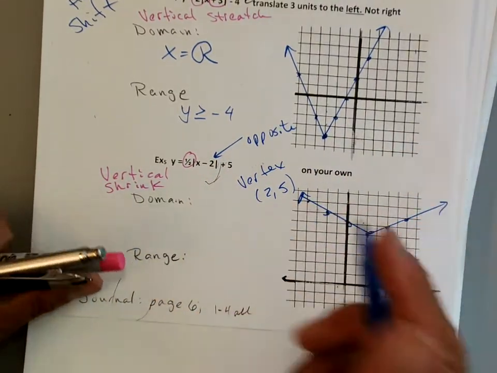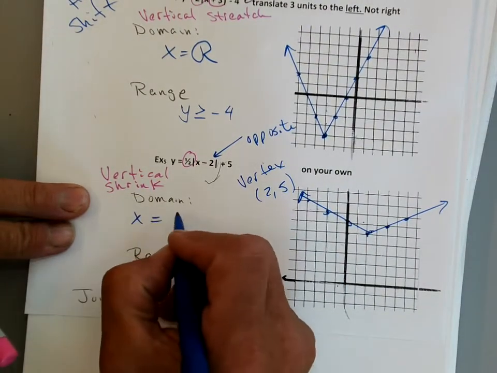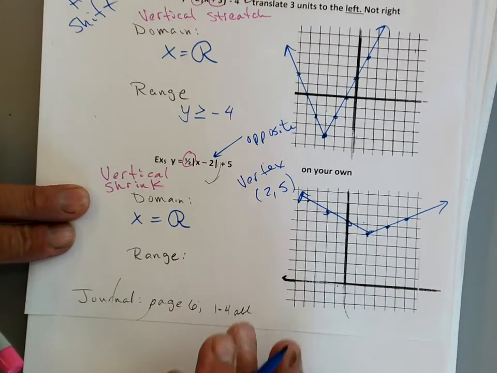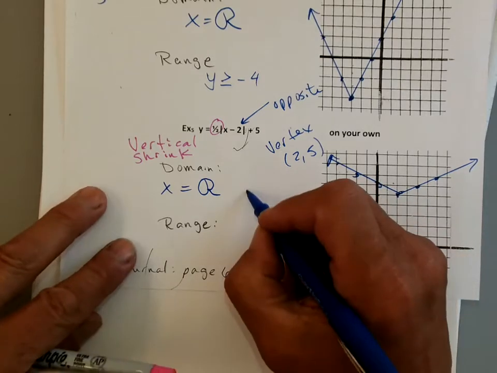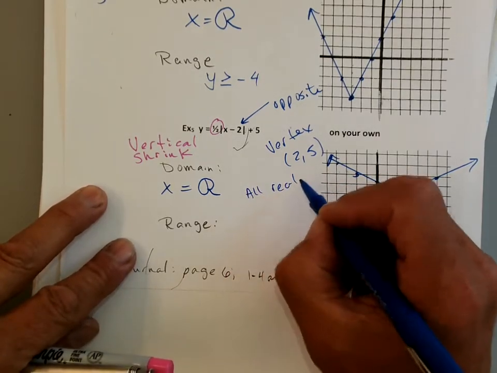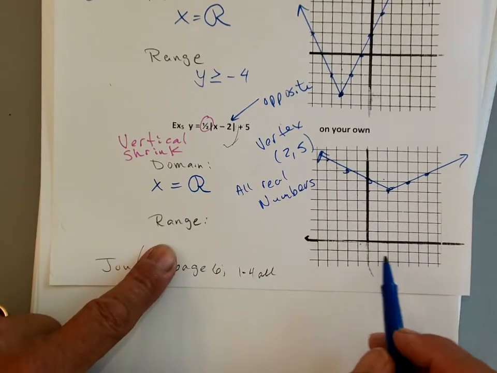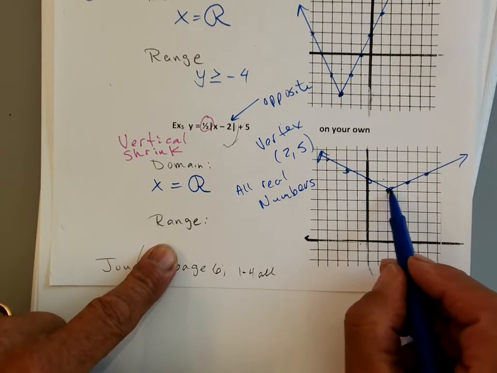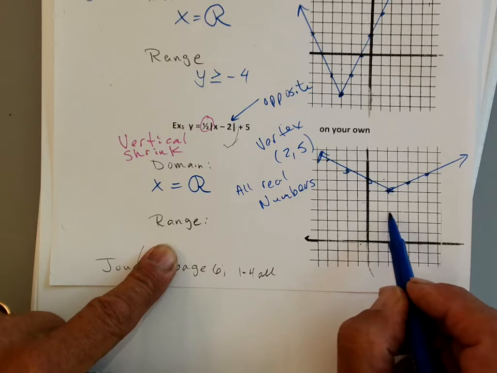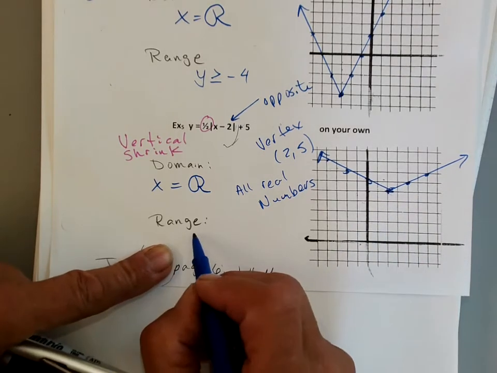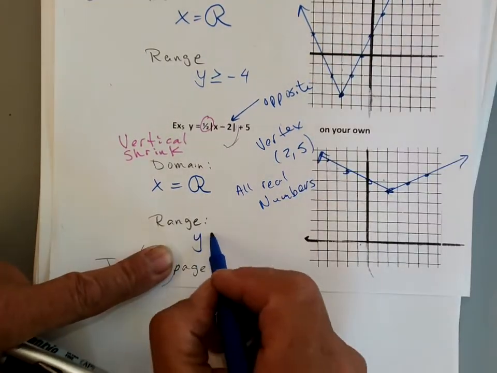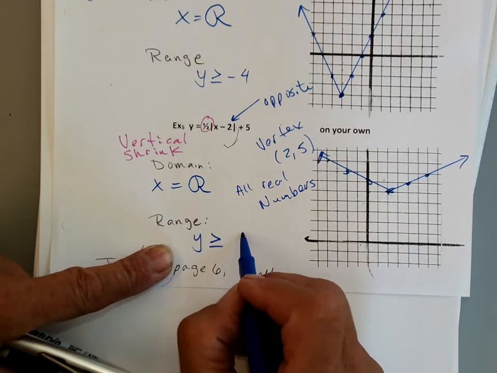Now, domain, oh, what do you know? It's forever wide. So the domain is x equals all real numbers. Capital cursive R means all real numbers. Let's look at the range. Starts at a height of 5, doesn't it? Height of 1, 2, 3, 4, 5. So I'm going to say the range is y, and it goes up. Y is greater than or equal to 5.